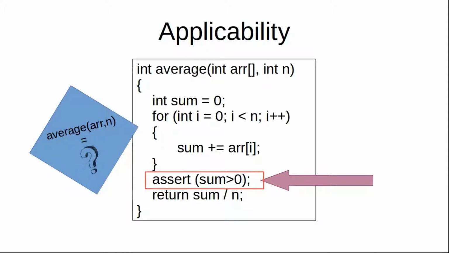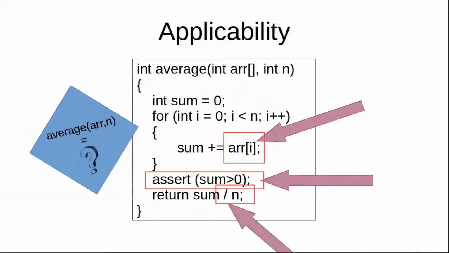As a matter of fact, even if this assertion would not be present, formal repair could still be applied to ensure safety properties such as the lack of array out-of-bound access and null dereference. It could also be used to prevent errors related to division by zero and integer overflow. So in fact, formal repair is applicable to almost any program you can think of.